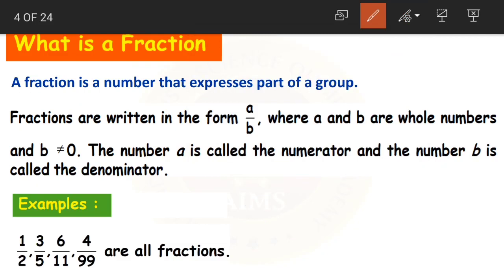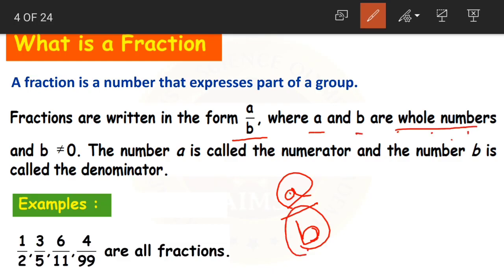Again, as I said, fractions are written in the form of a by b. This is the way we write fractions, where a and b are whole numbers. What are a and b, students? A and b are whole numbers. Now again, what are whole numbers? We already did this, right?